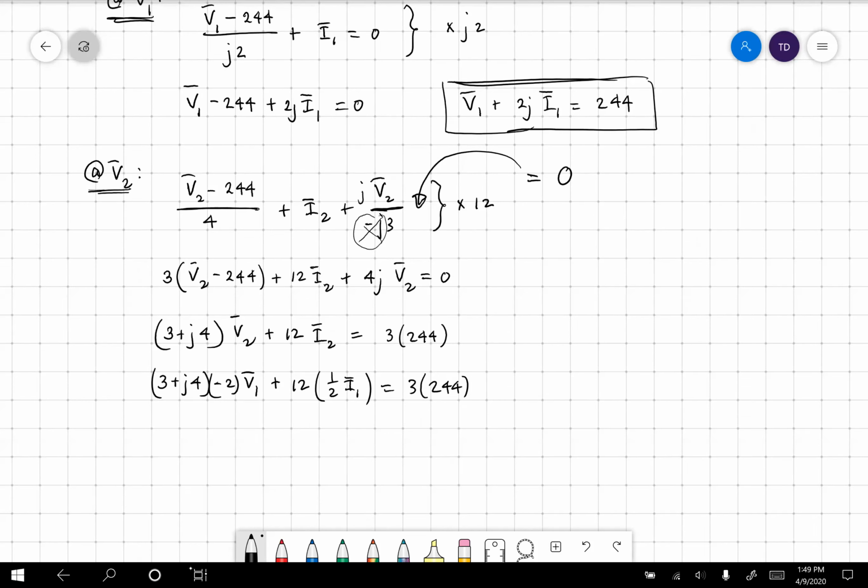So let's see. I can divide by 2. This will give me 3 minus 3 plus J4, V1. This is 6, I divided by 2, is plus 3 I1 equals, divide by 2, 3 times 122. Second equation.